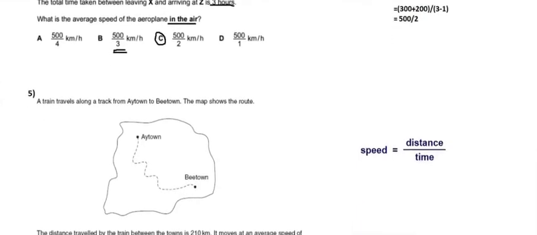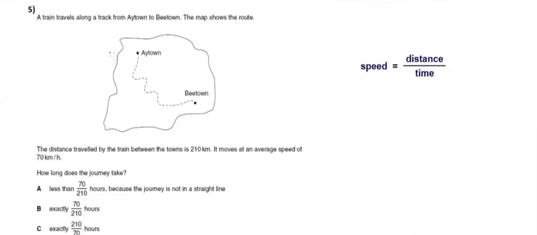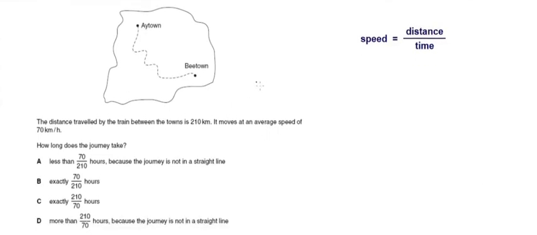Now question number 5. A train travels along the track from town A to town B. A map shows the route. It is starting from town A and going towards town B, and you can see the distance covered by the train between the towns is 220 km. It moves at an average speed of 70 km per hour. How long does the journey take?